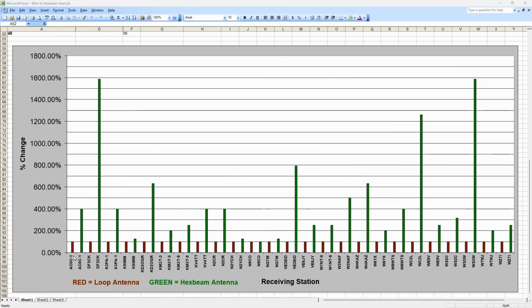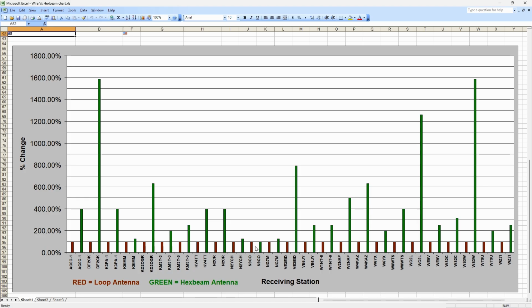Again, red bars are your loop antenna signals. Green is your hex beam antenna. This is the receiving stations. There's always pairs because we want to hear them both on the loop and on the hex beam to compare. So you can see that you've got AC0C-1 twice. What ended up happening is either we are stronger on the hex beam or there's somewhere we're about exactly the same.